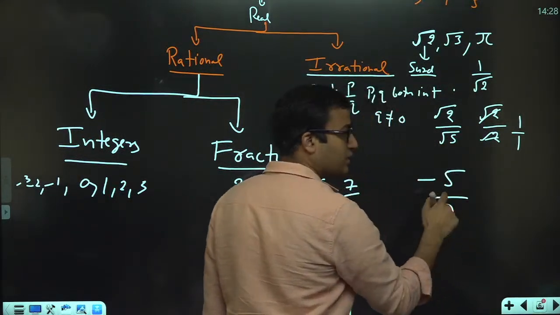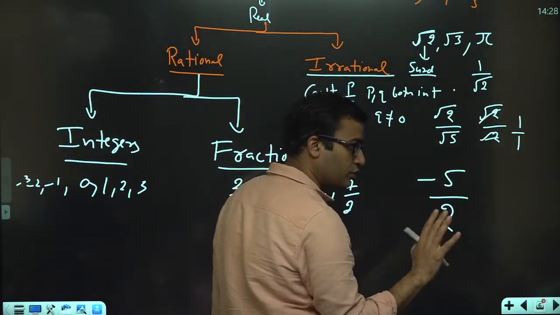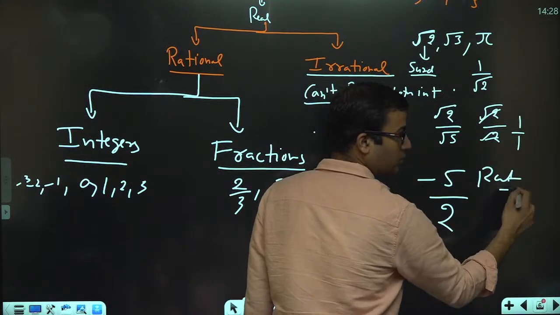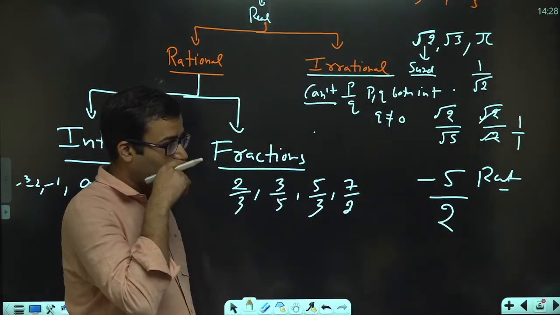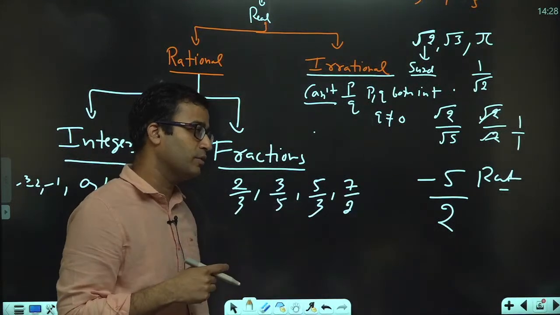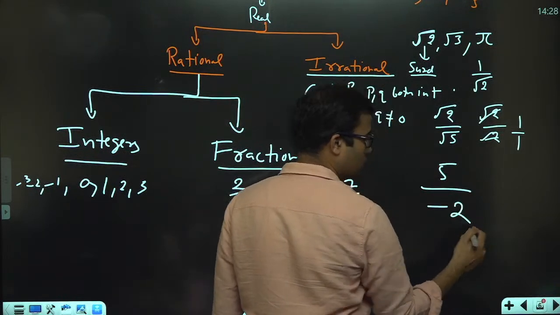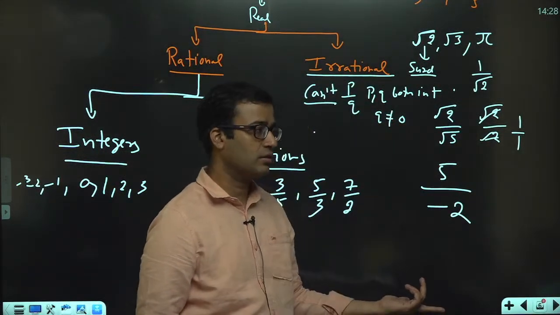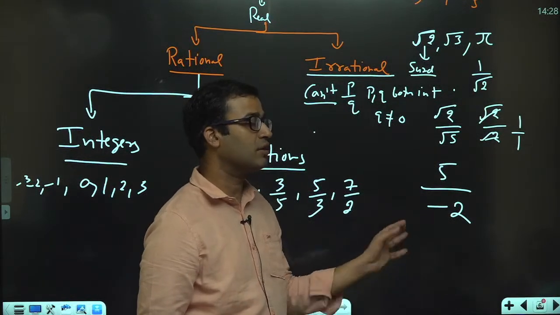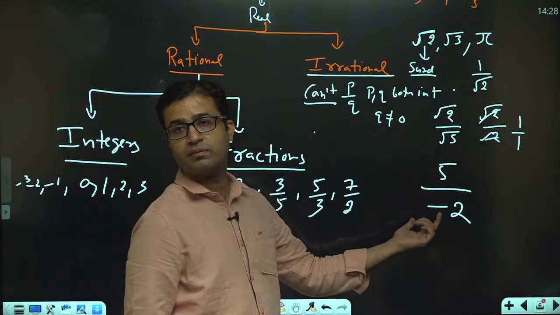Yes, minus 5 is an integer, 2 is an integer, denominator is not 0, so rational. It doesn't matter if you put minus in the numerator. If someone says 5 divided by minus 2, both are integers and it is not 0, it is also rational. We have nothing to do with the negative sign, so negatives are integers, and this is also a rational number.